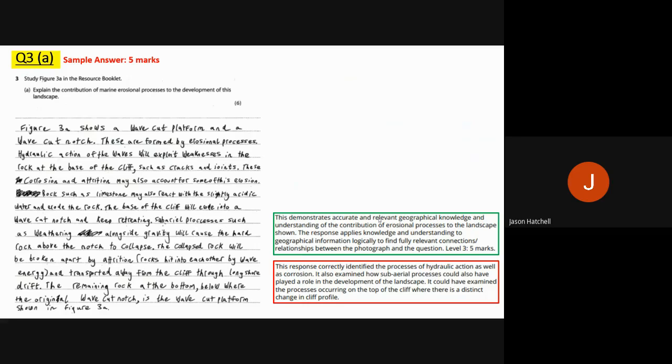So, as you can see in green, this is what the answer did really well. So, good contribution of erosional processes, applies knowledge and understanding well, connects it all together, and makes relationships between the photograph and the question. So, what it could have done a bit better is as follows. The examiner said here that the response correctly identified hydraulic action and corrosion. It also examined subaerial processes like weathering, but it could have examined the processes occurring on the top of the cliff where there is a distinct change in cliff profile.